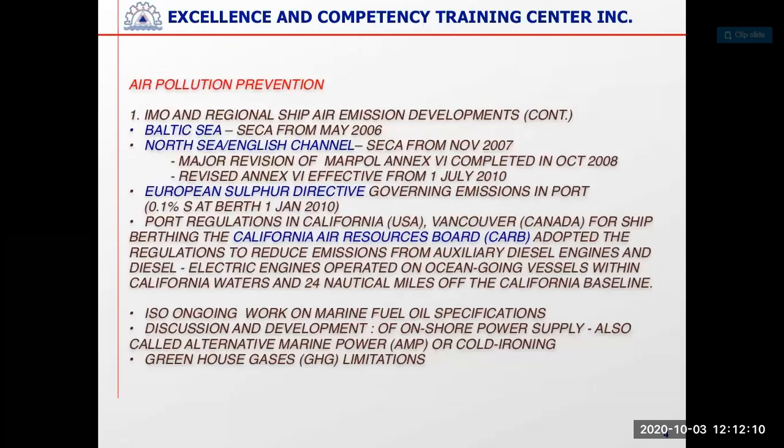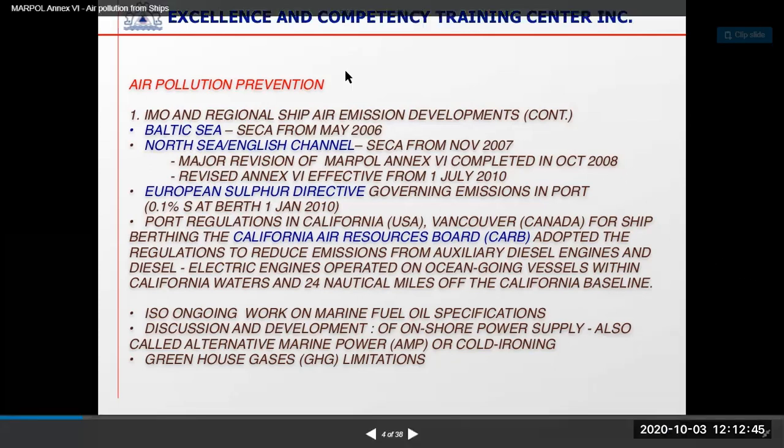So as per IMO, these are the SECA areas or special areas of Annex 6 for SOx and NOx. So there are different areas. First we have the SECA areas, which are sulfur emission control areas: the Baltic Sea, then the North Sea, English Channel, and then European waters, Northwest European waters, and then you have Californian waters. There is a special regulation and circular regarding that.